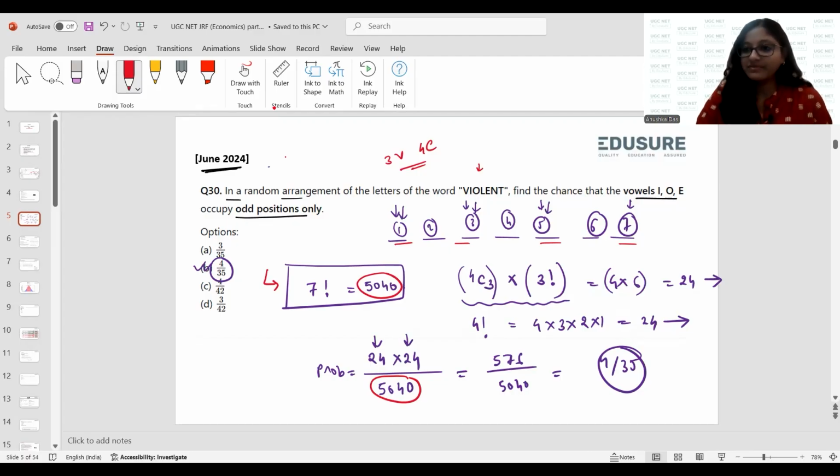Into that, the vowels can be arranged. There are 3 vowels, and they can be arranged among themselves in 3 factorial ways. So this will give you the total number of arrangements for the vowels. Now for the consonants, the rest of the places, 2, 4, 6, will be covered by the consonants, and those consonants can be arranged among themselves in 4 factorial ways because there are 4 consonants. That will give you the numerator. If you solve, you will get the required answer. So B is the required answer for this.